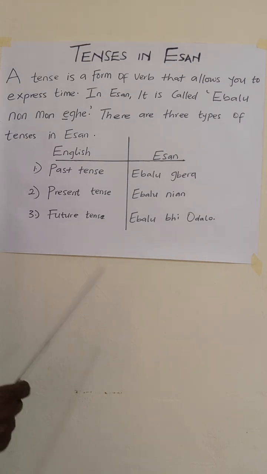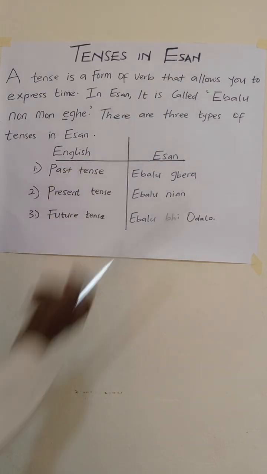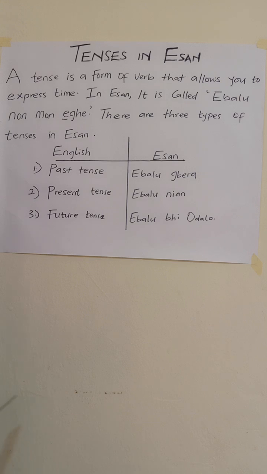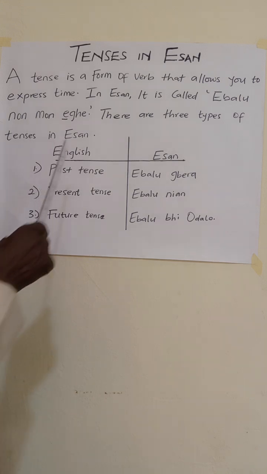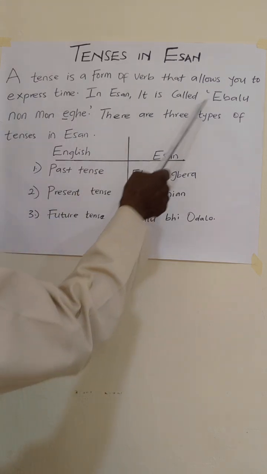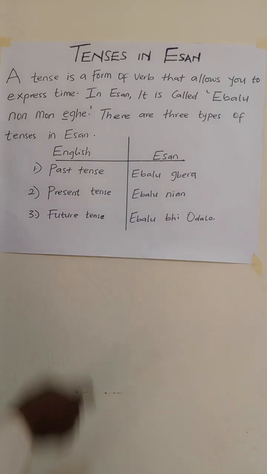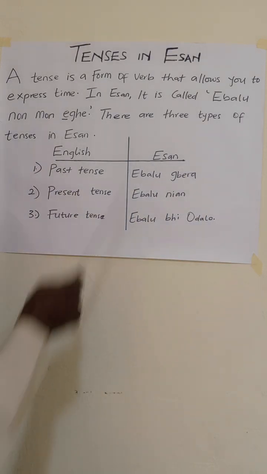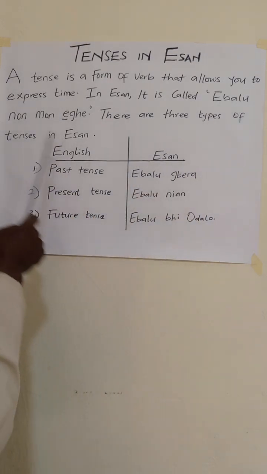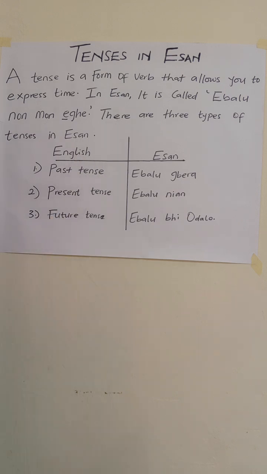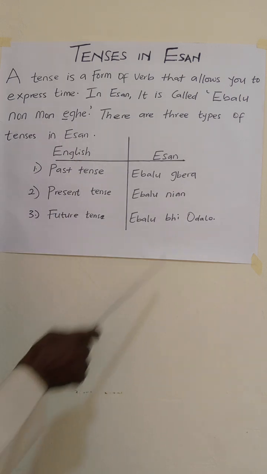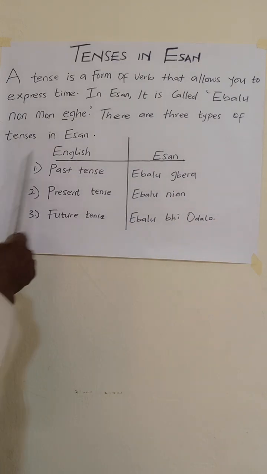We said that we are teaching tenses today in Esan language. As you can see on the board here, a tense is a form of verb that allows you to express time. In Esan, it is called ebalu no moere. Ebalu no moere. There are three types of tenses in Esan.